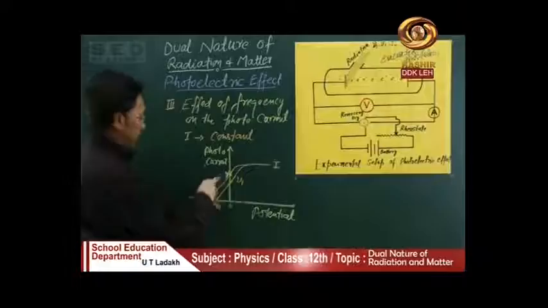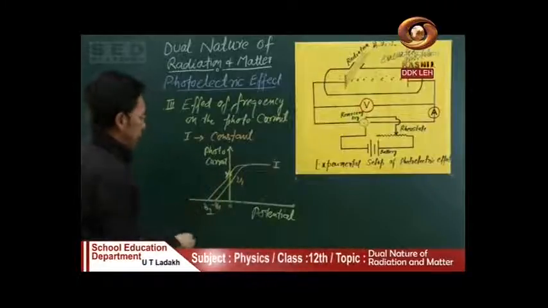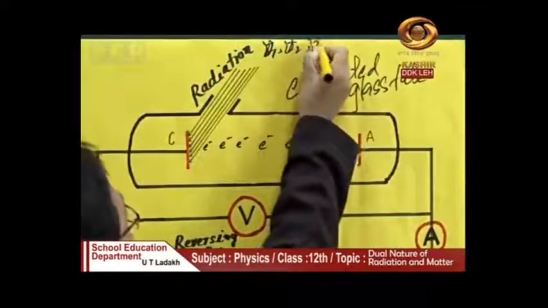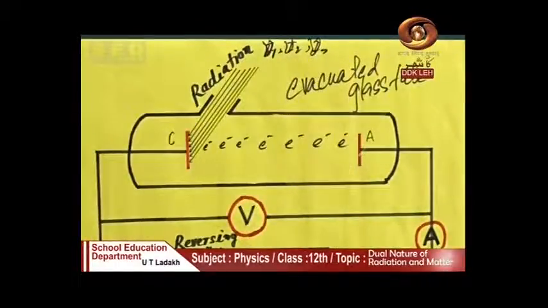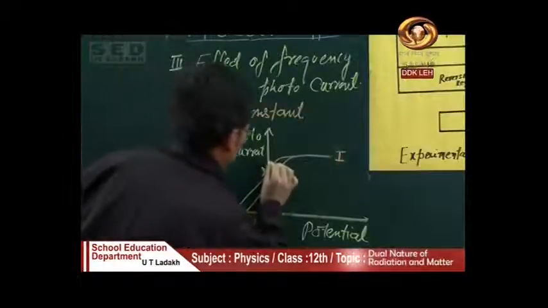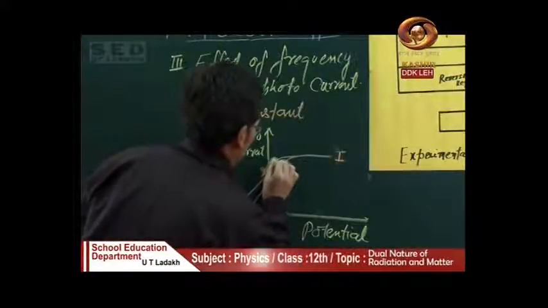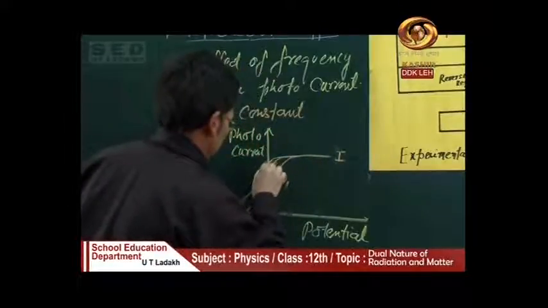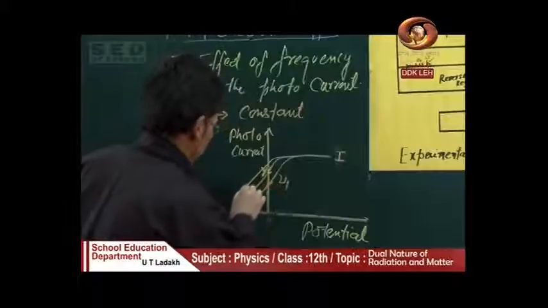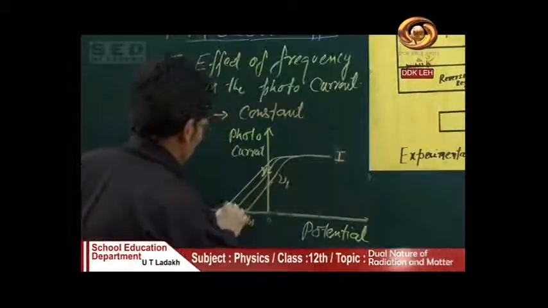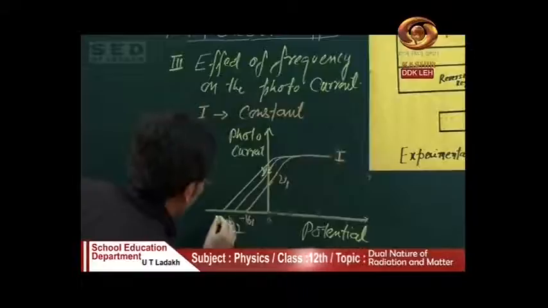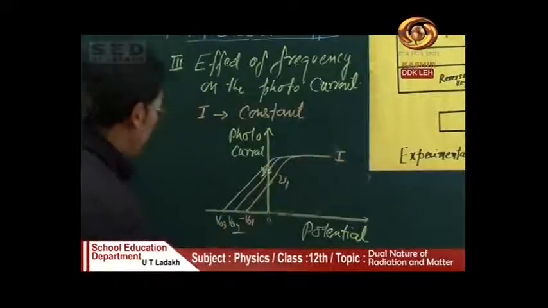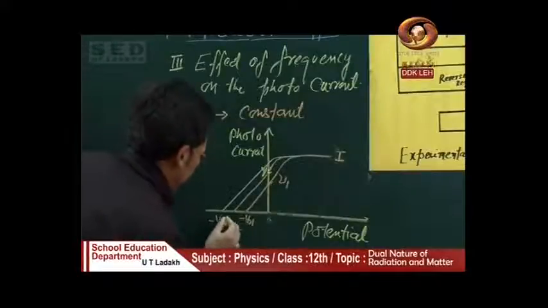Nu2, this one is the second frequency. Now similarly I can plot another for the radiation of frequency nu3, and we will get a similar graph. It becomes saturated, and then if we make the plate A more negative, the current becomes 0 at this value of potential. I am writing here V03. These are negative.